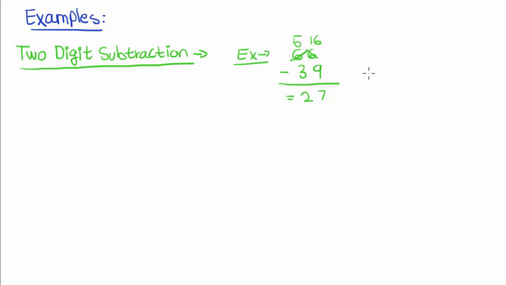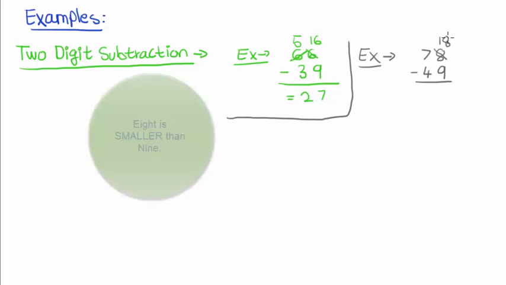Let's do another example to clarify. Let's say I have something like 78 minus 49. Since 8 is smaller than 9, I need to add 10 to it to give me 18 on the top. Since I borrowed 10 from the 70 over here, I have to put a 6 on top of it because 7 minus 1 will give me 6.